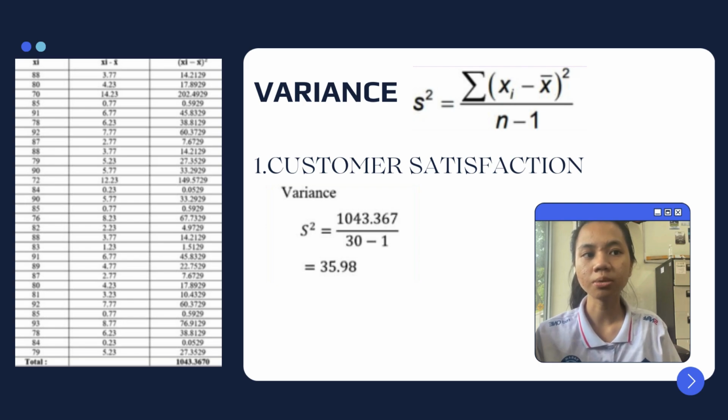Then we subtract the mean from each value and square the result. We add all the squared differences, then divide by n minus 1 for a sample variance. For the sample variance of customer certification, the sum is 1043.397. We divide by 30 minus 1, and then get 35.98.